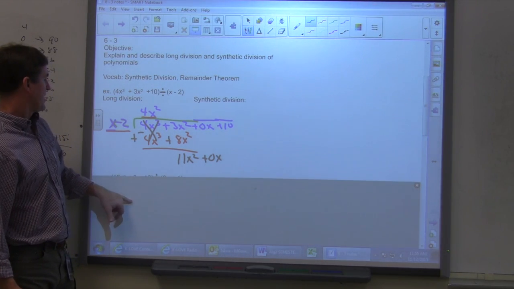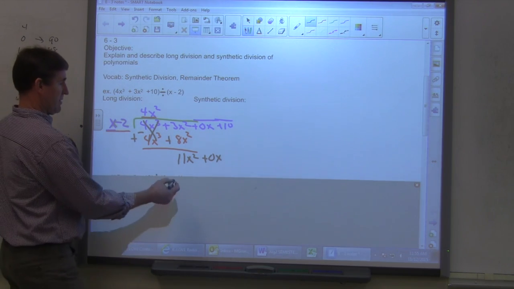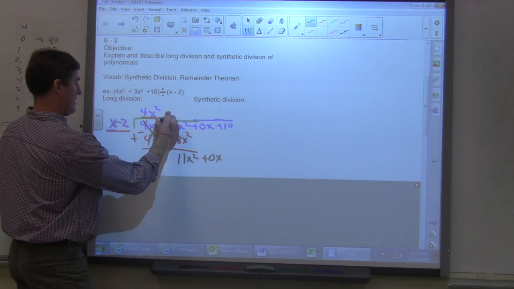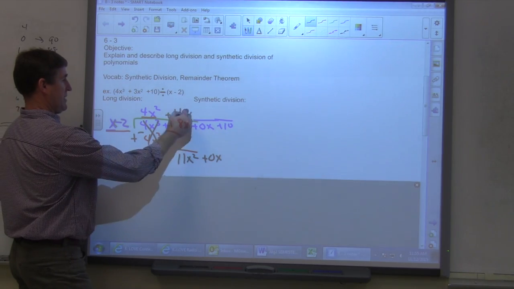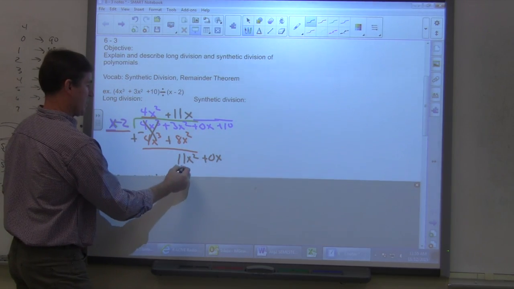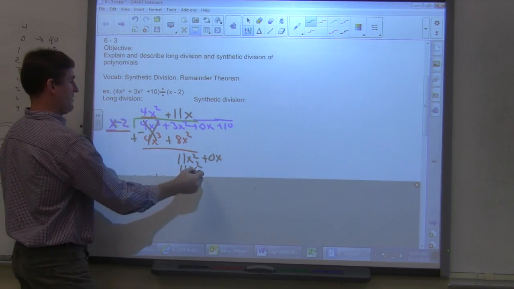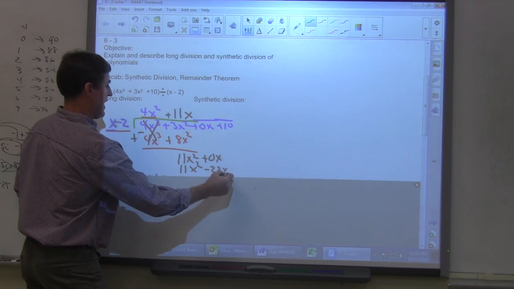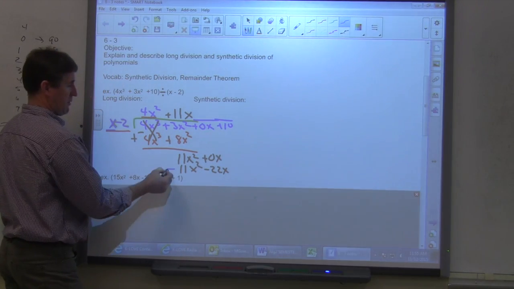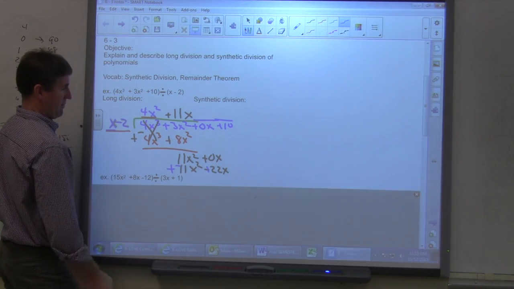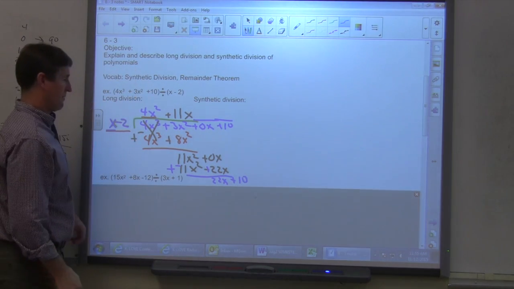So now we repeat the process and we say, what do we have to multiply x by to get to 11x squared? And that would be 11. And x to get to x squared. So 11 times 1 is 11. X times x is x squared. And 11x times a negative 2 is a negative 22x. Again, we're going to subtract, but we change the sign and add. And we get 22x plus 10.